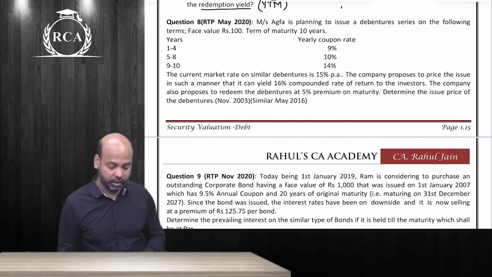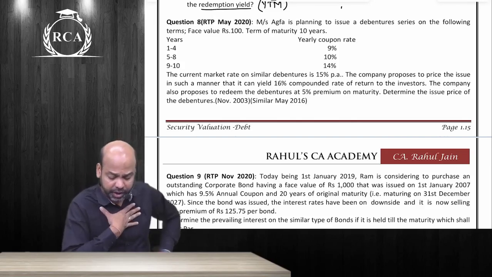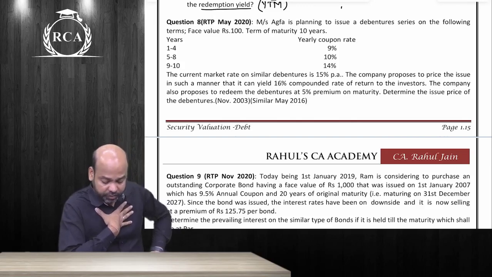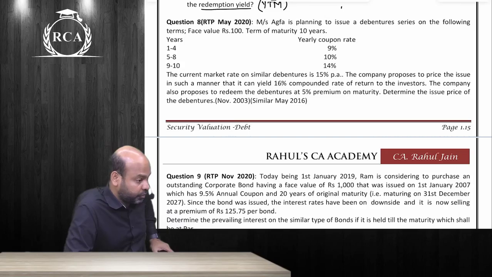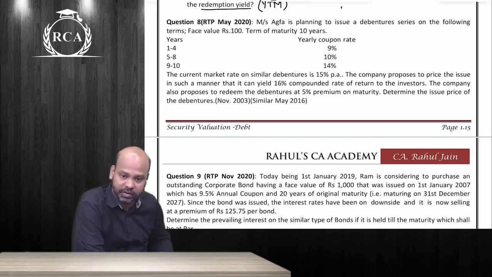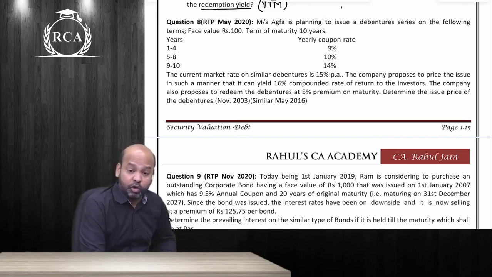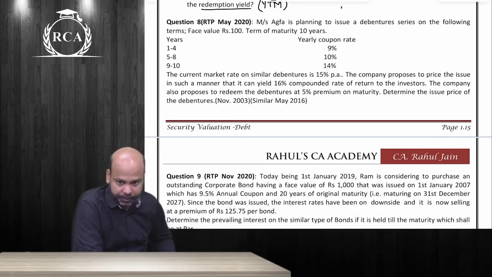Face value 100, term of maturity 10 years. For the first 4 years, coupon rate is going to be 9%. After that, next 4 years, coupon rate is 10%. Last 2 years, coupon rate is 14%. You will have to discount all of these cash flows separately. First 4 years PVAF separately, and then 5th to 8th year, and then 9th and 10th year.